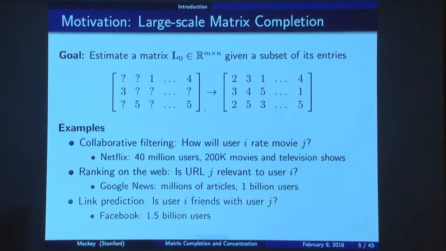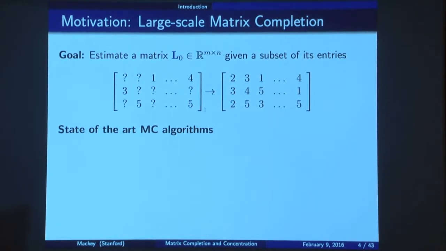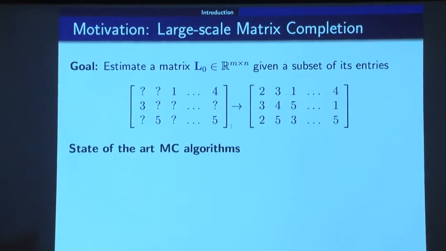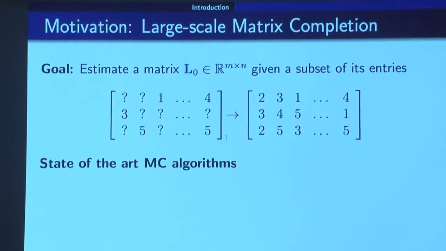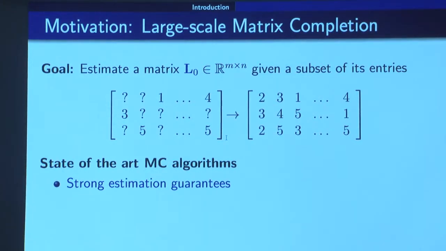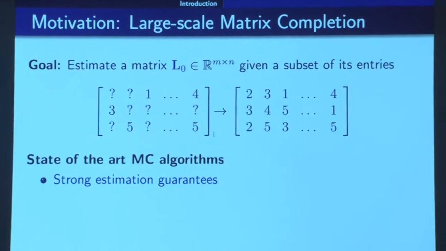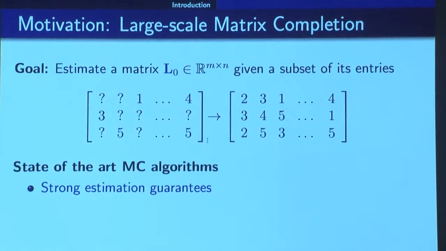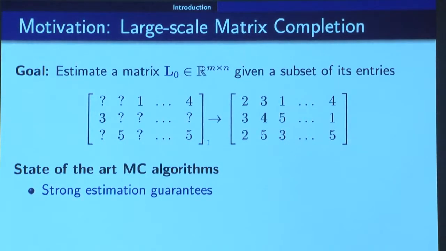Okay, so the good thing for us is that this problem has now been studied quite a lot. There are a lot of very good algorithms and a lot of very good theory surrounding this problem. In particular, there are many algorithms now that enjoy very strong estimation guarantees of the form: if I see a small fraction of the entries of a given matrix, I can complete the entire thing either exactly or very well, depending on the noise level in the problem.